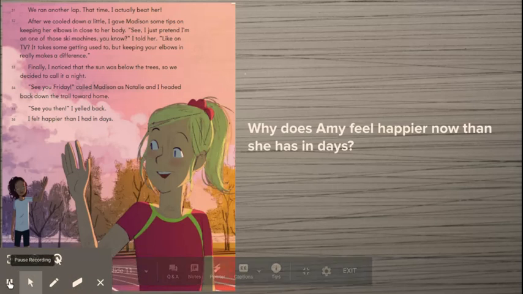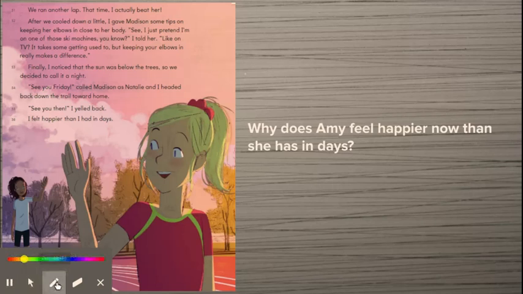All right, I want you to think about this page at the very end. Amy says, I felt happier than I had in days. So why does Amy feel happier now than she had in days? I want you to type in your answer.